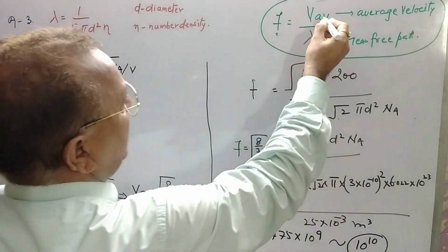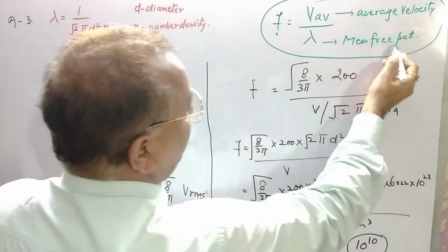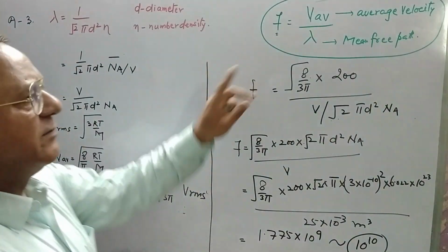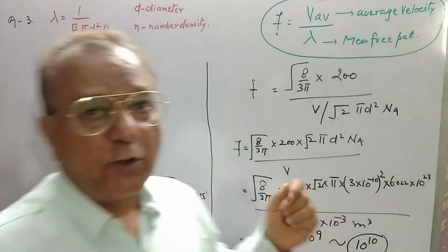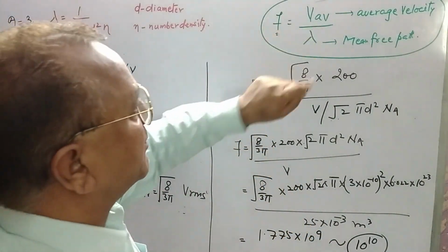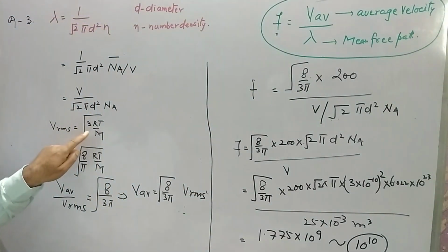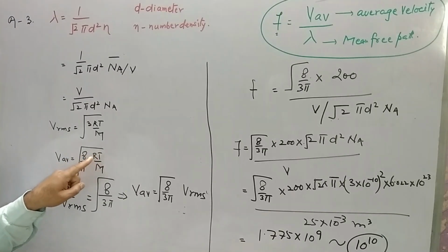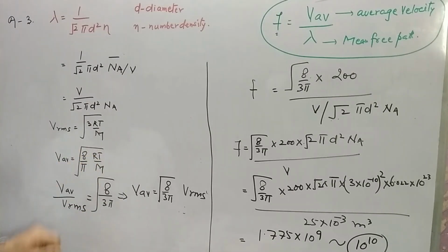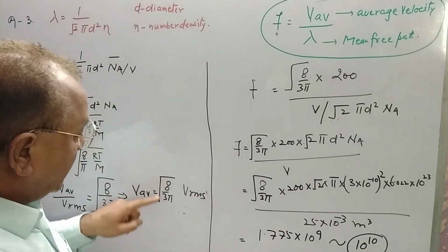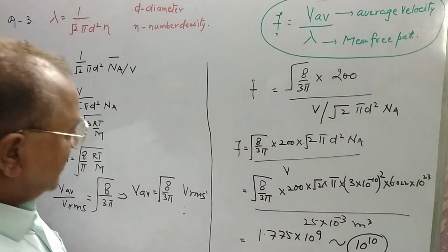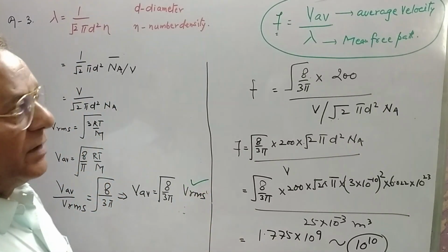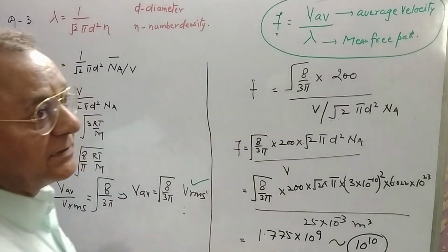Collision frequency is equal to V average divided by mean free path. Now these two terms, certainly it is difficult to recall, but these are very simple. Vrms is equal to root of 3 RT by M, V average is equal to root of 8 RT by pi M. So when you divide V average by Vrms, it is equal to root of 8 upon 3 pi. V average is equal to root of 8 upon 3 pi times Vrms. Vrms has been given to you. So from this you can find V average.